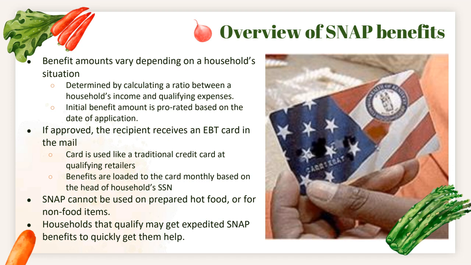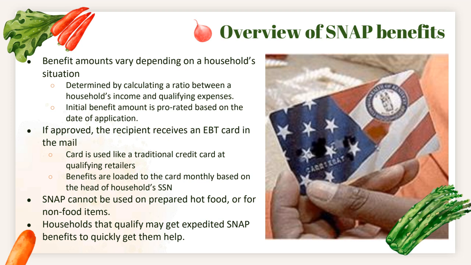That image on the right is actually a picture of a Kentucky EBT card. So if they are approved, those recipients are going to receive an EBT card in the mail. It works like a traditional credit card at qualifying retailers. Not every retailer accepts EBT, but many, many do. And those benefits are loaded to the card monthly. That date is dependent on the head of household's Social Security number, so not everyone receives their benefits on the 1st or the 15th or what have you.